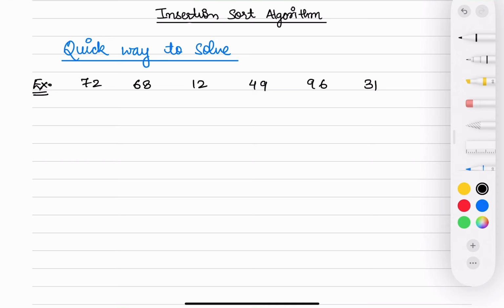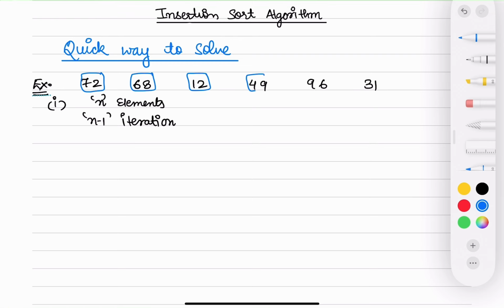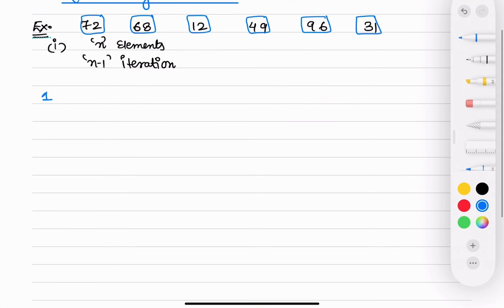Now the first thing you should remember: if n elements are there, I will have n minus 1 iterations. It is the same as what we have seen in selection sort also. So how many elements do I have? 1, 2, 3, 4, 5, and 6. So how many iterations? We'll have 5 iterations. So I'll write those iterations 2, 3, 4, and 5.